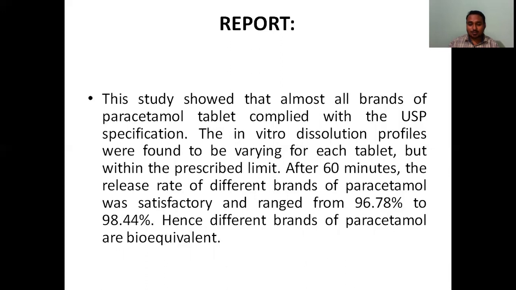The range is between 96.78 and 98.44, so we can conclude that all the brands of paracetamol are in the bioequivalent range. So this is all about the comparative study of the two different marketed brands of paracetamol.